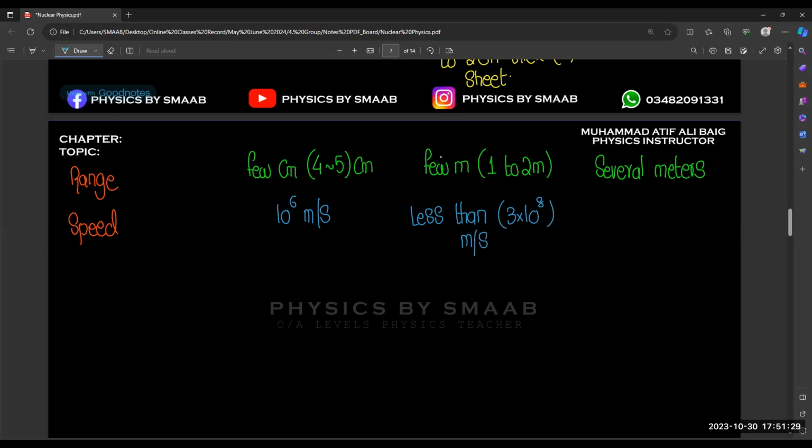Any guess about the gamma rays? It's the speed of light, right? Speed of light, because those are already electromagnetic radiation, and all electromagnetic radiations move with the speed of light, and the speed of light is 3 into 10 to the power 8 meter per second.